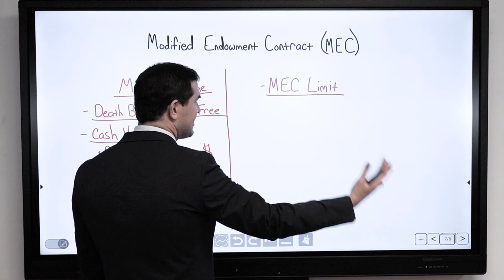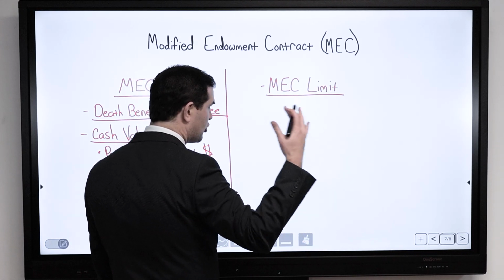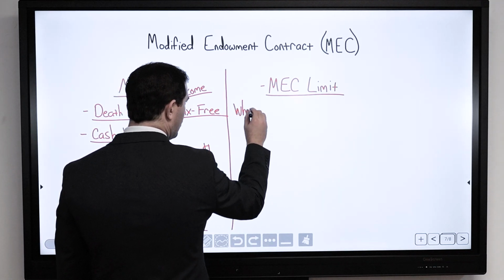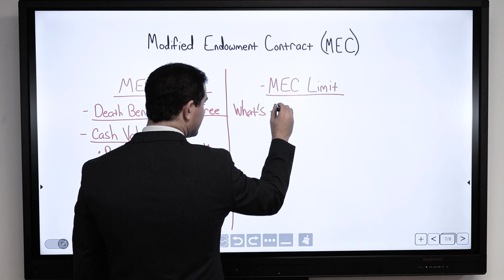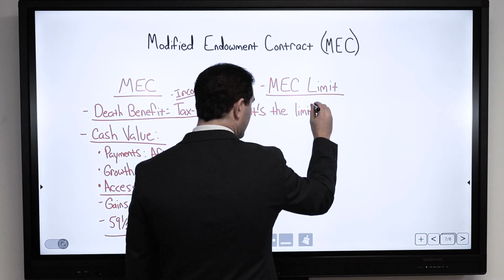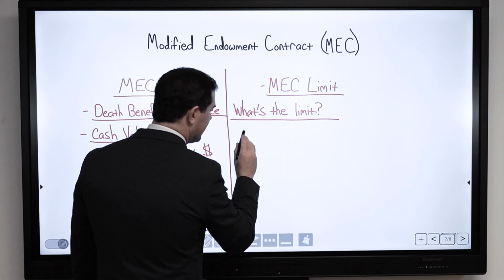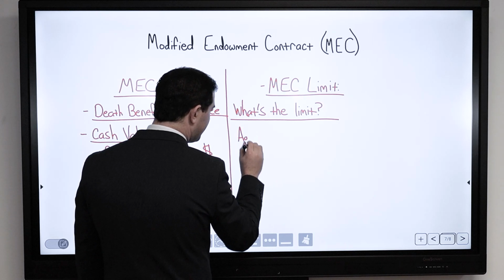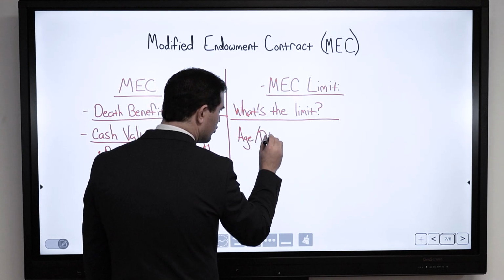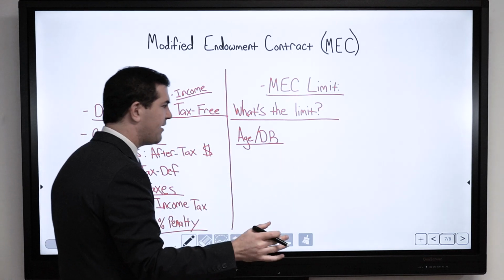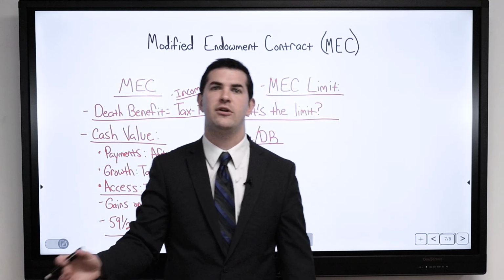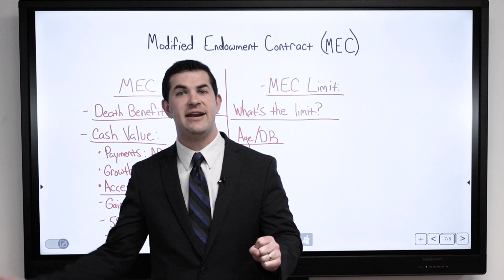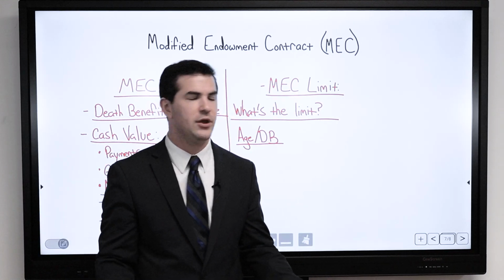With a MEC limit, it's exactly what it sounds like. It is a number that determines how much money I can pay into the policy. So the question often is, what is the limit? The nice thing is we can actually set that limit wherever we want. What you'll find is that it has a direct relationship to an individual's age and total death benefit on a life insurance policy. When I say total death benefit, this would consist of the whole life death benefit and any term riders attached to the policy as well.